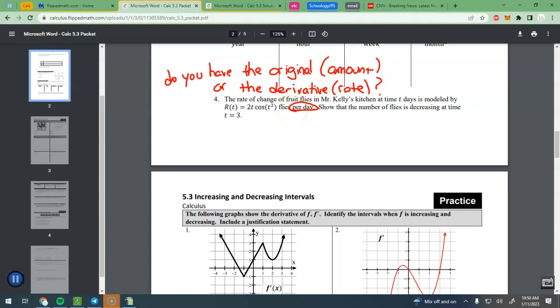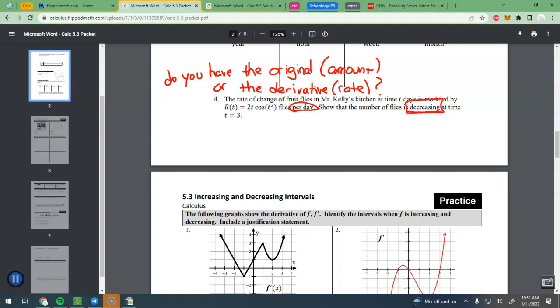The "per day" is exactly what you're looking for. So that is the rate. So I have the derivative. And remember that if the derivative is negative, we know that the original graph is decreasing. I want to know if the original graph is decreasing, so I plug into the derivative. Well, I have the derivative.